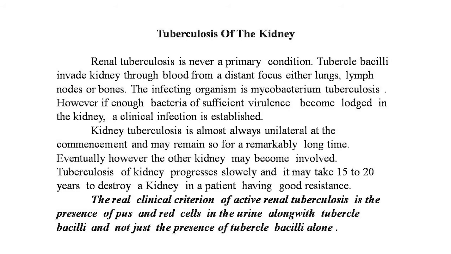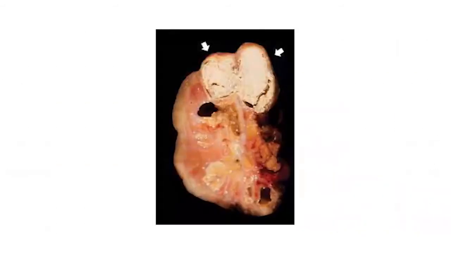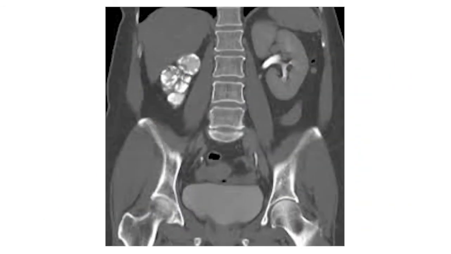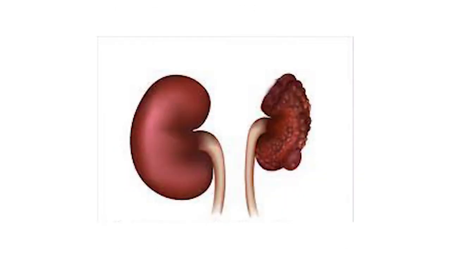In a patient having good resistance, the real clinical criterion of active renal tuberculosis is the presence of pus and red cells in the urine along with tubercle bacilli, and not just the presence of tubercle bacilli alone. This should be remembered. Now, this is the image on your screen. Dear students, you can see a typical picture of tuberculosis of the kidney. This is the CT image showing the tuberculous kidney. This is another image showing the tuberculous kidney.